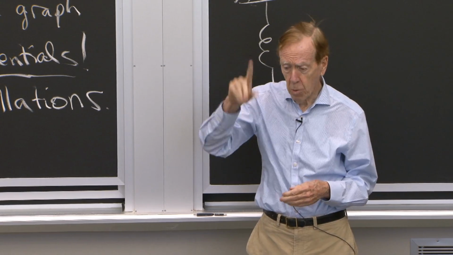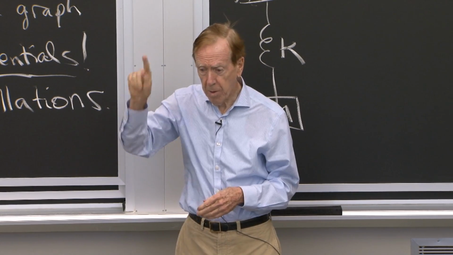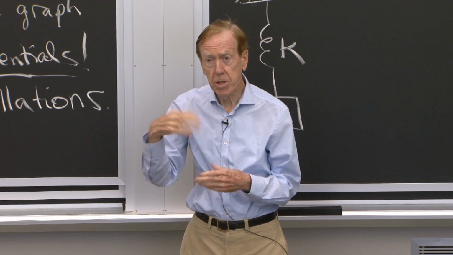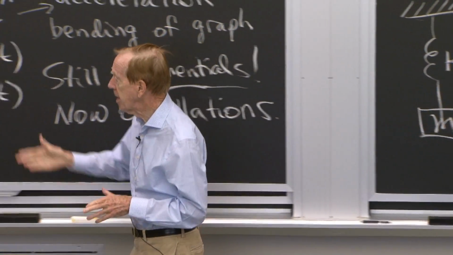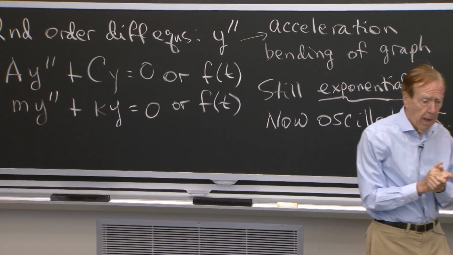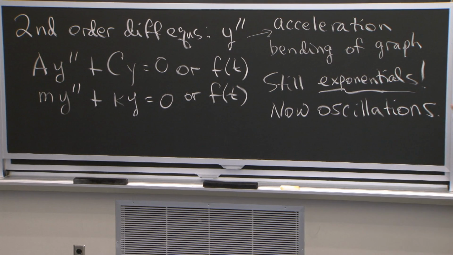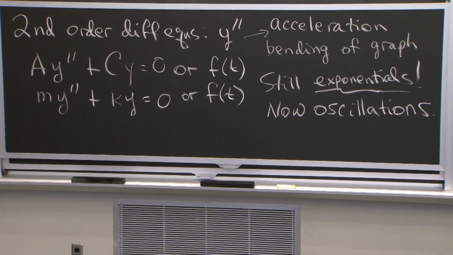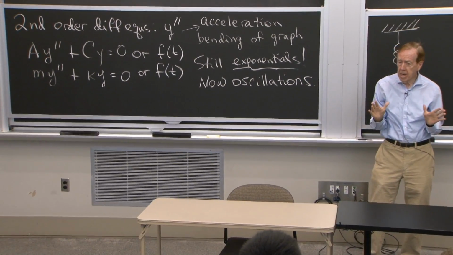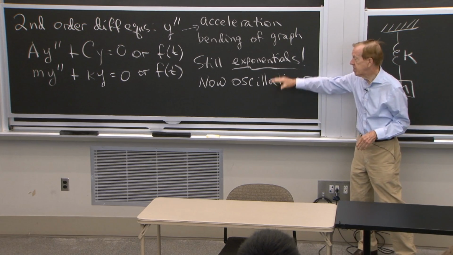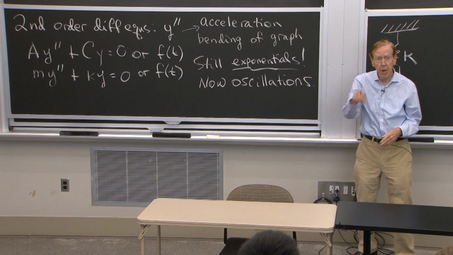When we had first order, y prime equal ay, we knew that the exponent was a. The solution was e to the at. Now we've got second derivatives coming in, and it won't be so much e to the at type thing. E to the at was growth for a positive, decay for a negative. Now we're going to see oscillation. It's still exponentials, but oscillation, things going up and down, things going around.